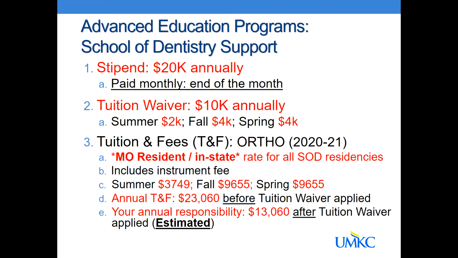You can see that annually it's about $23,000, but that's before the tuition waiver is applied. So in terms of your responsibility, it's about $13,000 after the waiver. Of course, these are estimated numbers based on current tuition rates, but it gives you a pretty good idea of what you would be dealing with.